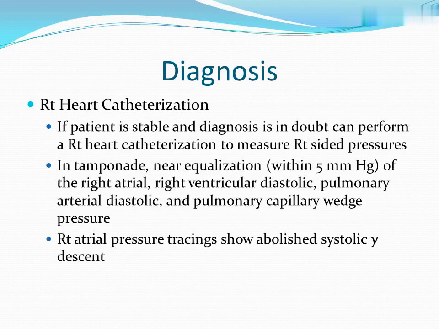Diagnosis: right heart catheterization. If the patient is stable and the diagnosis is in doubt, you can perform a right heart catheterization to measure right-sided pressures. In tamponade, there is near equalization, within 5 mm Hg, of the right atrial, right ventricular diastolic, pulmonary arterial diastolic, and pulmonary capillary wedge pressures. Right atrial pressure tracings show an abolished Y descent.